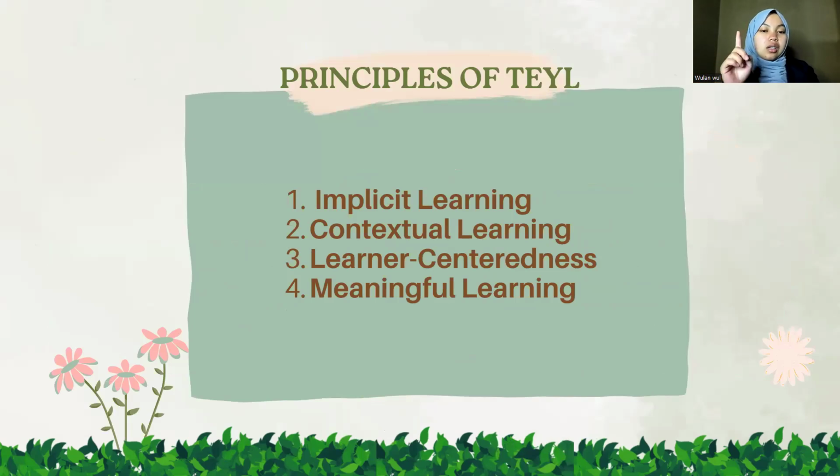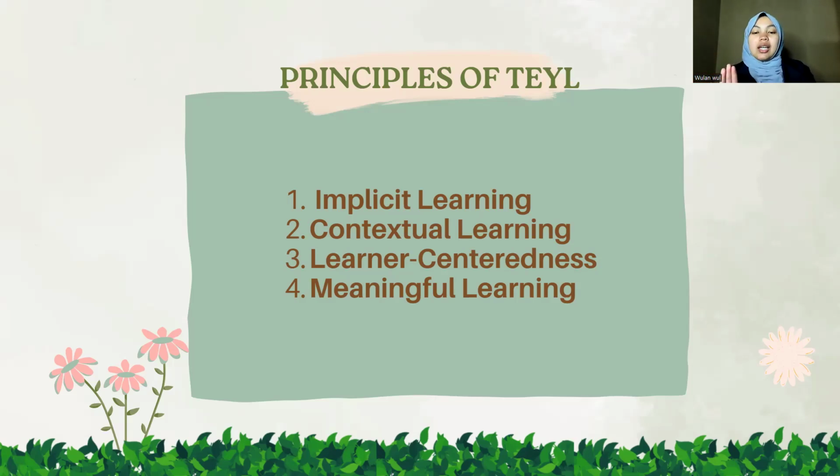The first principle is implicit learning. This means children acquire language naturally without studying grammar rules directly. For example, when children sing action songs or listen to stories every day, they begin to understand new words and certain patterns naturally. That is implicit learning. The second is contextual learning. Children learn more effectively when English is connected to real life situations.